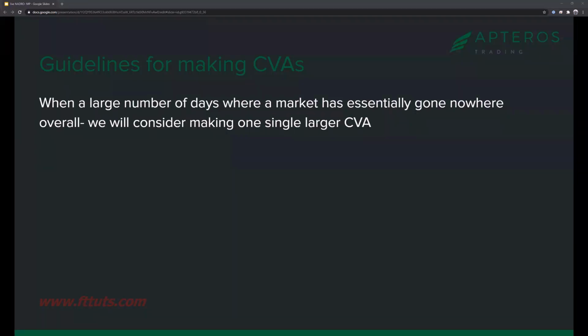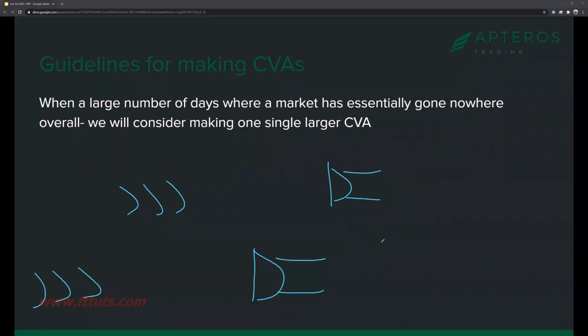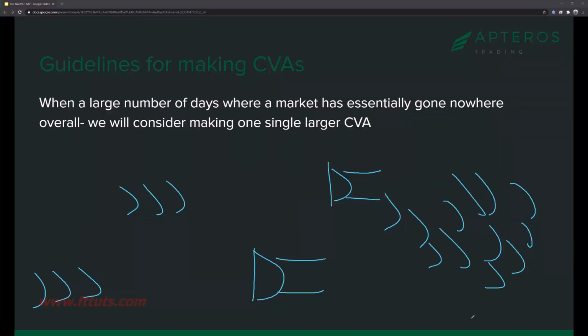When a large number of days where a market's essentially gone nowhere, we'll consider making one single larger CVA. I kind of alluded to that with my 4-day example there, but typically you're going to have multiple CVAs. Okay, so I'm just going to start getting quicker at drawing these: balance, balance, balance. You have a 3-day CVA, and then you came up and you had balance, balance, balance, right? So you're going to have a 3-day CVA here, a 3-day CVA here, and then let's pretend there's 20 more days and it does this. Right? Well, guess what? Consider making a 20-day.